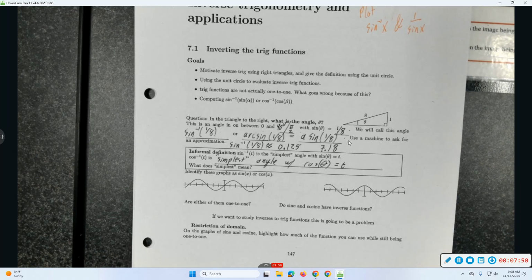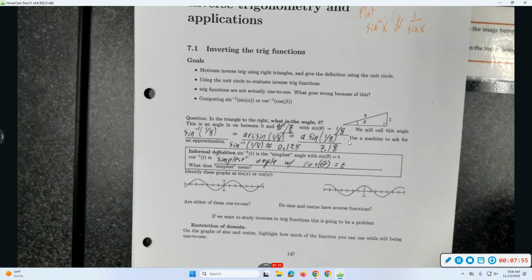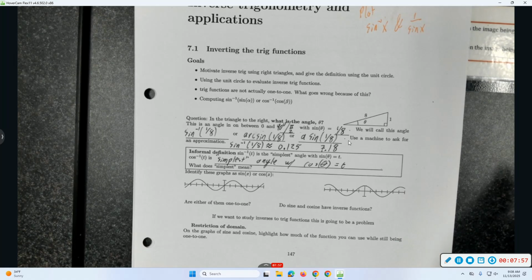Similarly, inverse tangent is the simplest angle whose tangent is equal to t. Alright, well, that's all well and good. So these are like inverse functions to the trig functions. That's why there's the superscript -1, because these are inverse functions to the trig functions. Well, let's notice something goofy here.